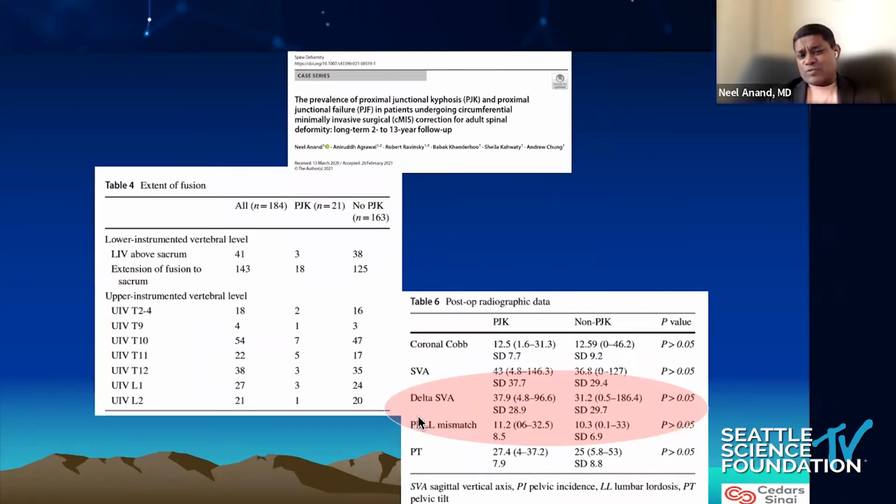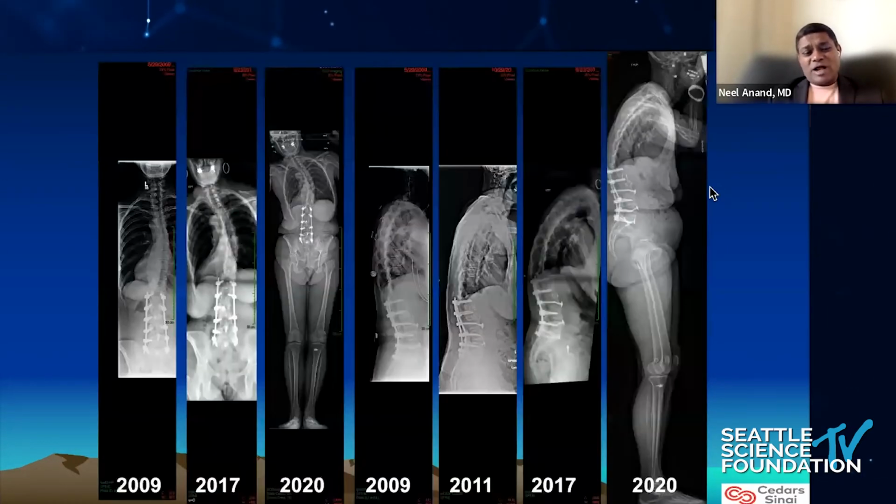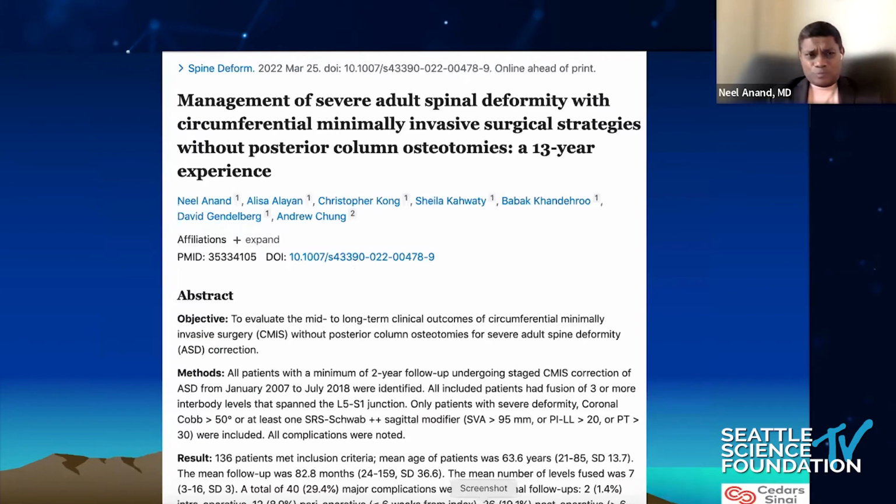Secondly, the delta SVA, or the magnitude of correction, did not make a difference to the PJK or PJF rates. Again, we have all the UIVs where they are. It's all plotted out there, did not make a difference. And what we saw, though, was this gradual decompensation over the years. This is my patient, 2009, 17, 20. You can see how it gradually decompensates and ultimately needed a PSO.